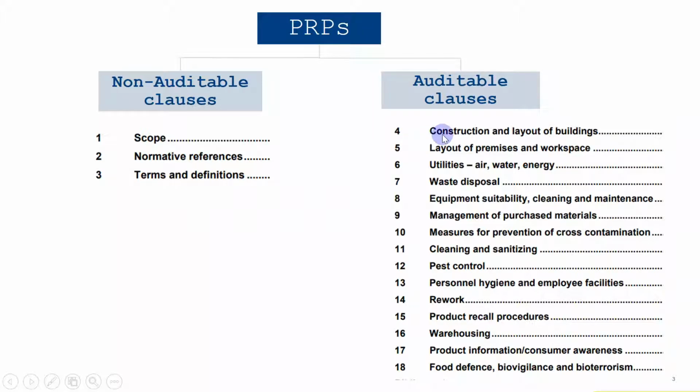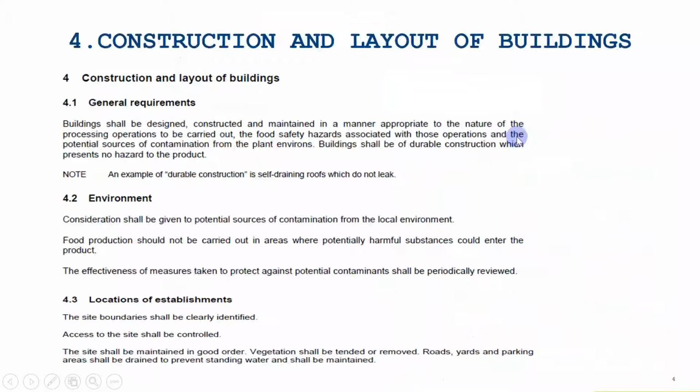So we will start with the fourth clause, which is construction and layout of buildings. This clause includes three sub clauses: general requirements, environment, and location of establishment. I'm not going to read it word by word; rather I will explain what you need to do to comply with this clause. So let's start.